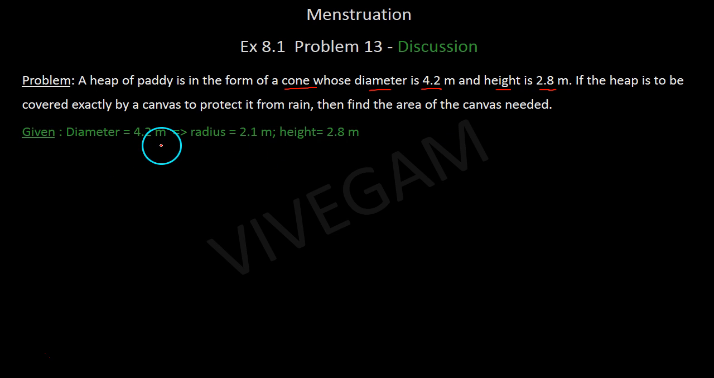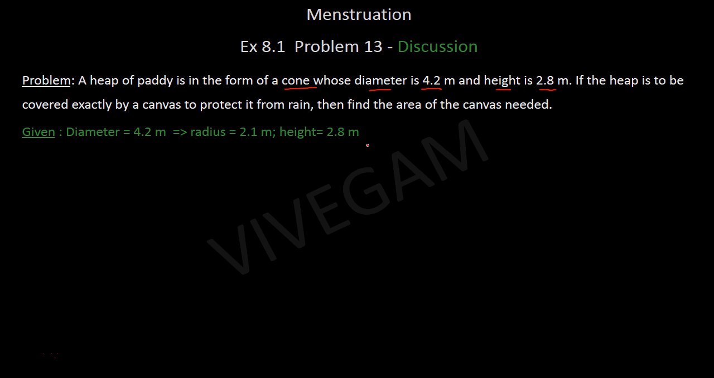Let's write it here. Diameter equal to 4.2 meters implies radius is 2.1 meters. As I've been telling you, please do this step immediately. Otherwise, we will be substituting diameter in the place of radius and you will get a wrong answer. Radius equal to 2.1 meters, height equal to 2.8 meters.